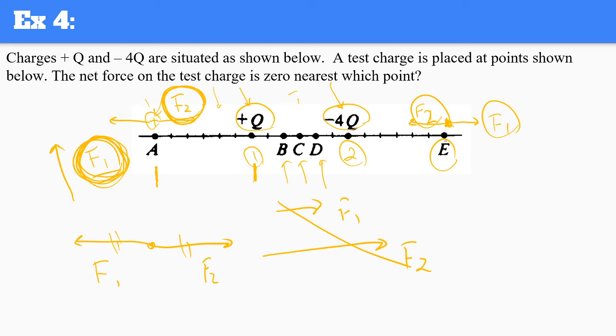But if you think about point E, 4Q is creating a greater force, and it's also closer to the charge. So that means F2 is way larger than F1, so there's no way that these two are going to be equal to one another. So the answer will be point A.